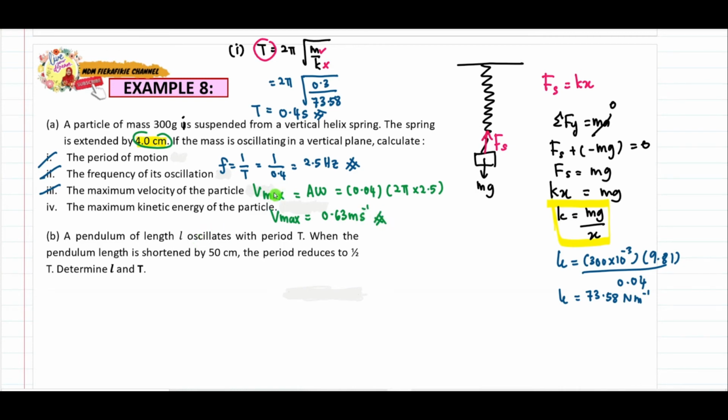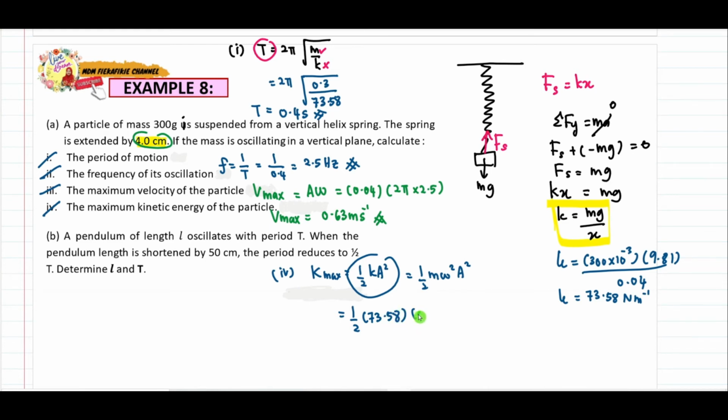Okay, and then the maximum kinetic energy. Ini pun sama juga. We just apply the equation. Okay, so saya buat kat sini tak muat. Okay, maximum kinetic energy is equal to half kA squared. Kalau kata tak nak guna formula ni, nak guna half m omega squared A squared, tak ada masalah. Sebab m kita dah ada, omega pun boleh. Tapi kenapa nak susah-susah kan? So, saya hanya gunalah formula ini. Half kA squared. k kita dah ada 73.58.